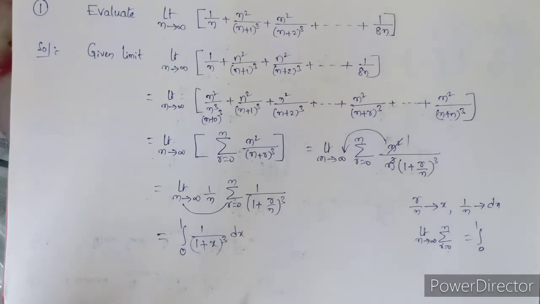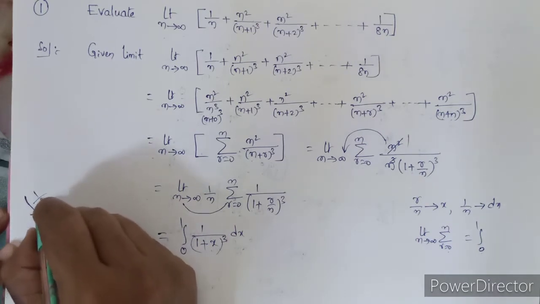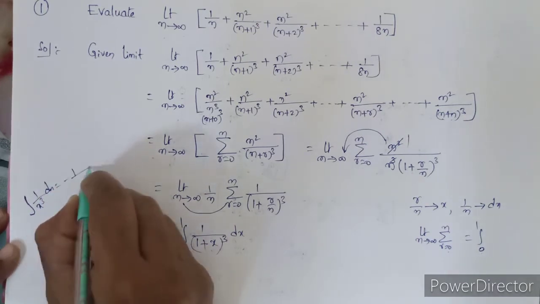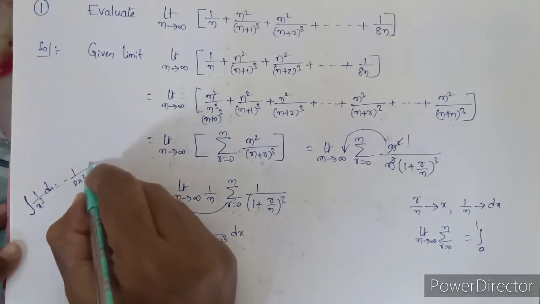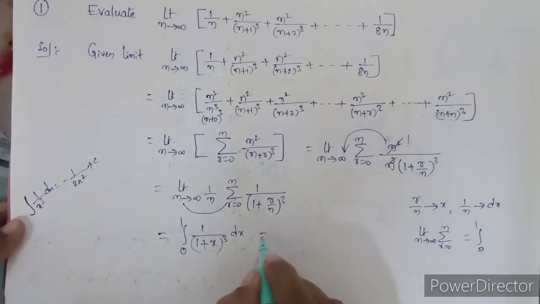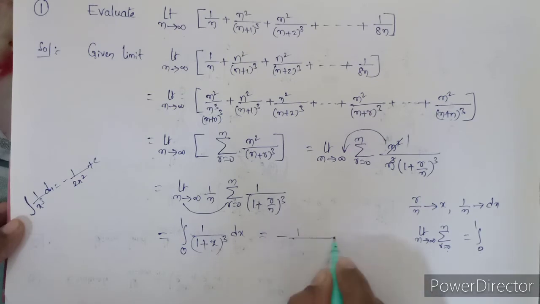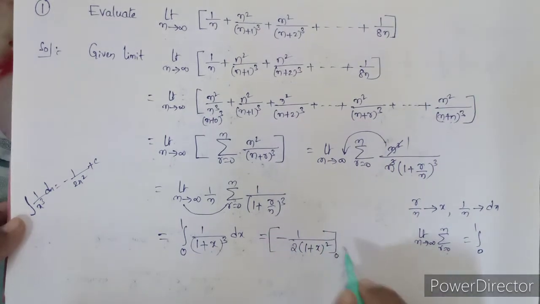Now we have to integrate 1 by (1 plus x) whole cube. As we all know, integral 1 by x cube dx is equal to minus 1 by 2x square, plus c, it is indefinite integral. Now this is equal to minus 1 by 2 into (1 plus x) whole square. Integration over. Now we have to apply limits.